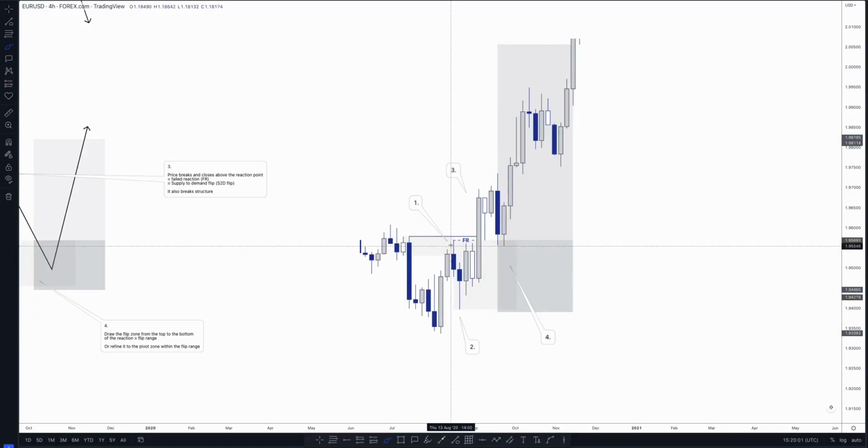Now you could have also refined. You don't always have to take from the top of the reaction to the low of the reaction. Obviously there's a pivot zone within it. So that inside bar, you could potentially refine to that as well, and then maybe you could have a bit of a tighter stop loss. But if I saw this example, I personally would still want to cover that low, just because sometimes price can come a little bit lower, fill up some orders from within there and go.